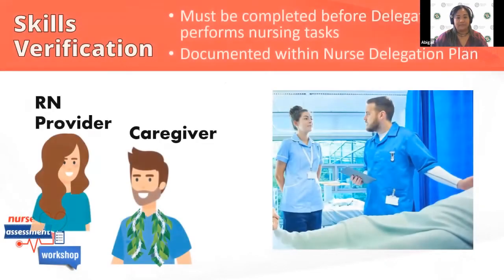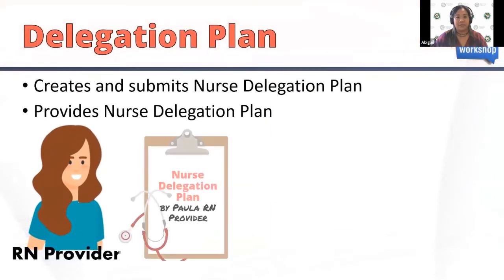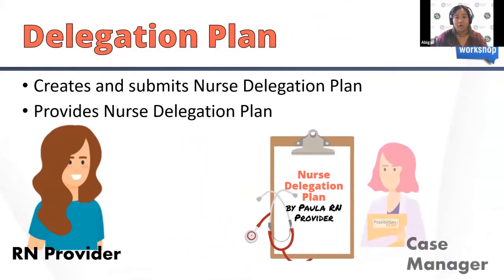Continuing with the skills verification, the provider nurse must make sure that the delegatee has the ability to perform this task. You've observed it, you've noted it, and you've documented it within the nurse delegation plan. You also have the responsibility to create and submit the nurse delegation plan to the case manager, and the copy of the nurse delegation plan must be archived wherever the nursing tasks occur.